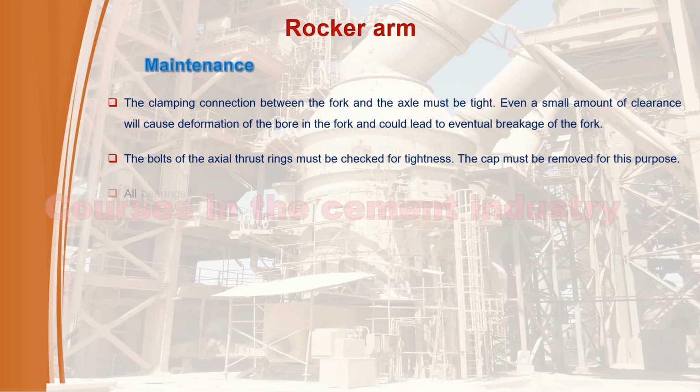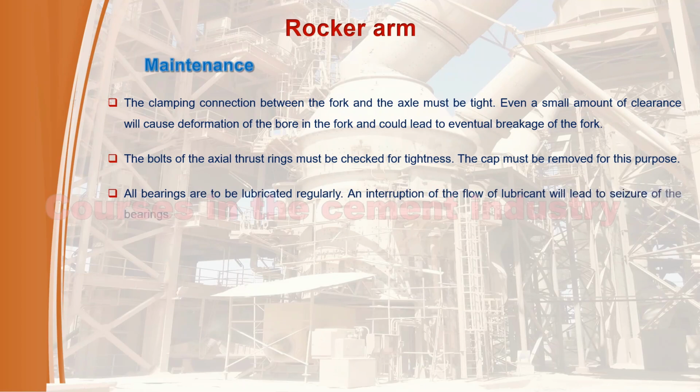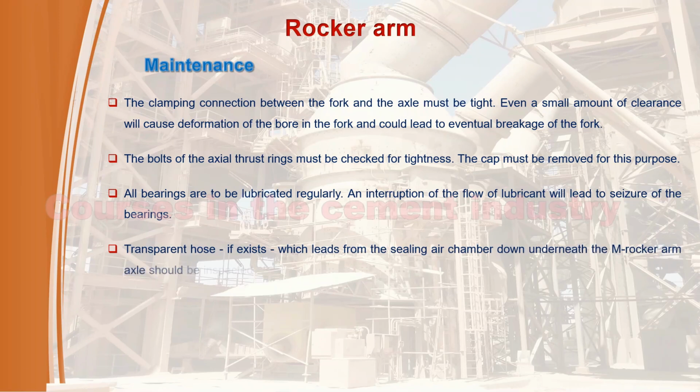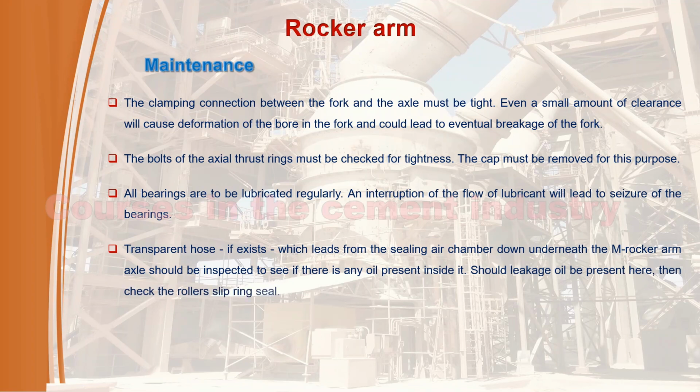3. All bearings are to be lubricated regularly. An interruption of the flow of lubricant will lead to seizure of the bearings. 4. The transparent hose, if it exists, which leads from the sealing air chamber down underneath the master rocker arm axle, should be inspected to see if there is any oil present inside it. Should leakage oil be present here, then check the roller's slip ring seal. The striker plate on the lower end of the fork must be exchanged if it becomes deformed through frequent contact with the buffer.